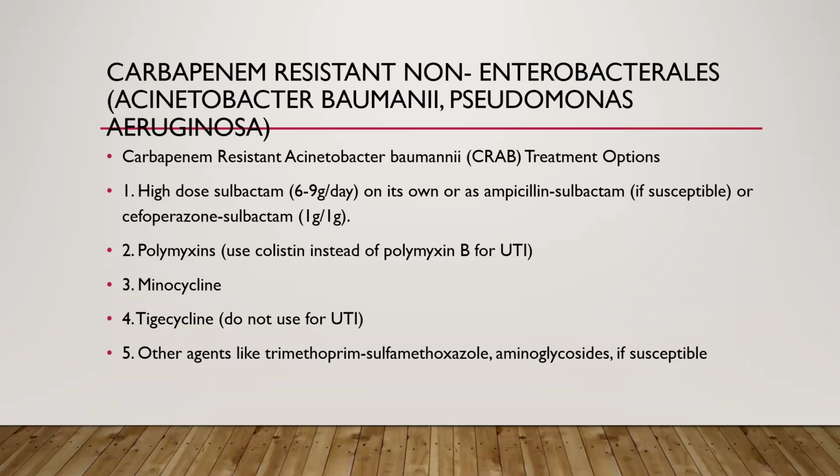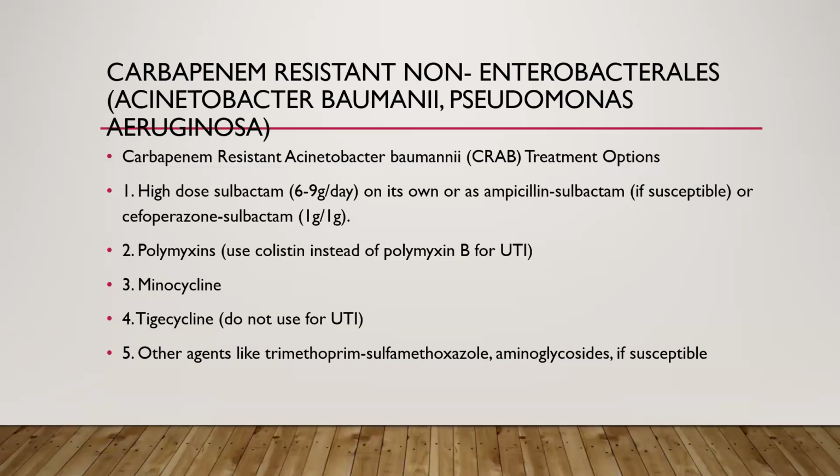Now, the carbapenem-resistant non-Enterobacterales, Acinetobacter baumannii and Pseudomonas aeruginosa. So, carbapenem-resistant Acinetobacter treatment options are high-dose sulbactam, that is 6 to 9 gram per day, on its own, or ampicillin-sulbactam or cefoperazone-sulbactam. Polymyxin; use colistin instead of polymyxin for UTI.